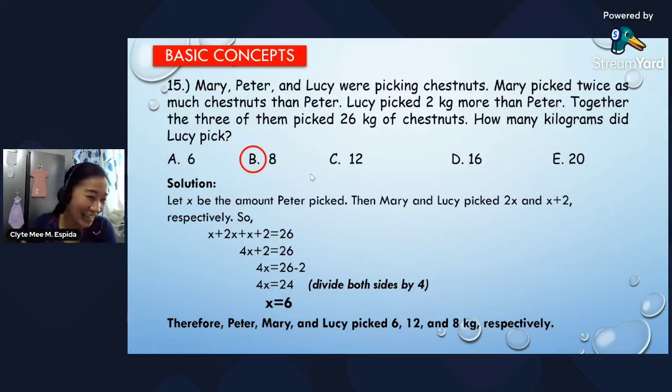Akala ko lucky. Sana maging lucky po kayo. Sana swertehin po kayo.